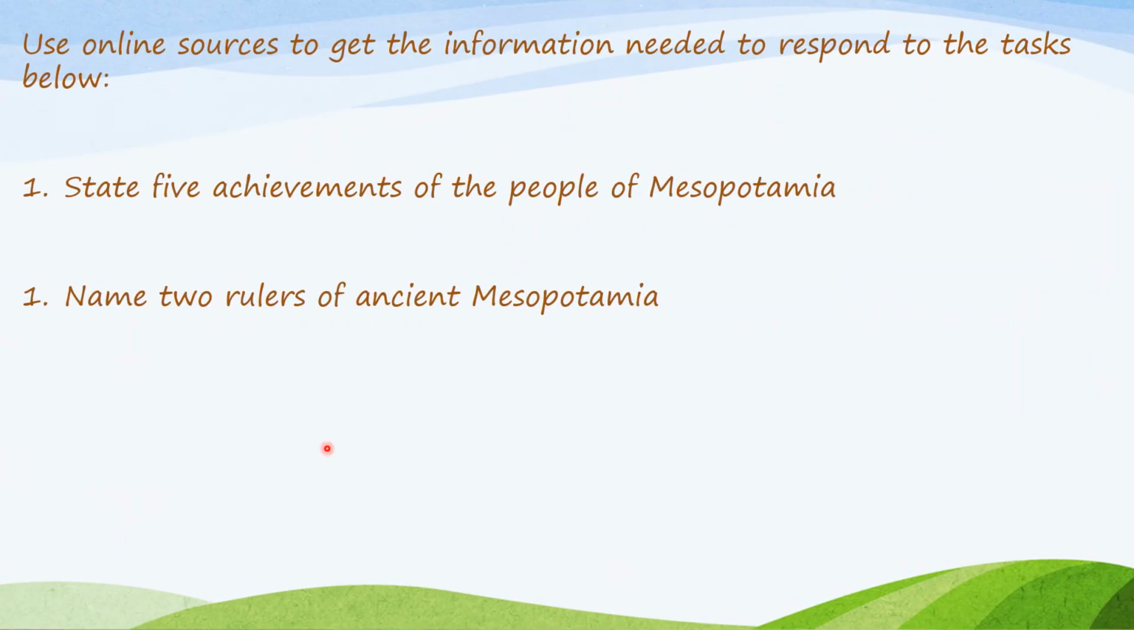Okay guys, you will need to utilize online sources to answer the tasks given below. State 5 achievements of the people of Mesopotamia. Name 2 rulers of ancient Mesopotamia. You can utilize any search engine of your choice. Make sure you check your source to ensure that the information is from a reliable source.